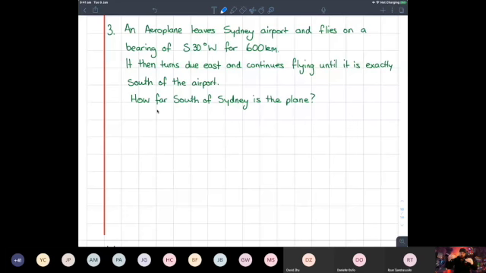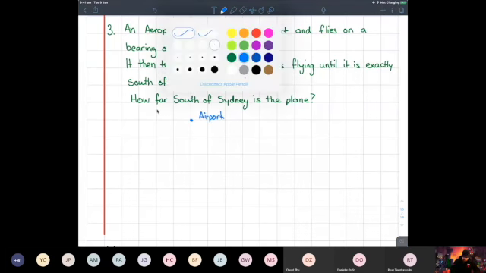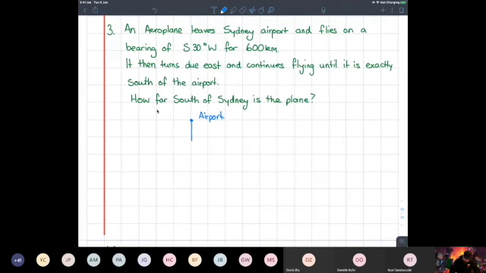Because I know the plane is moving south of the airport, I'm going to draw the airport towards the top of my diagram. So there's the airport. What I know is it's south, and then I turn 30 degrees to the west, for 600 kilometers. So all that part of my diagram so far is just that first sentence. The second sentence says it then turns due east, so that means exactly east.